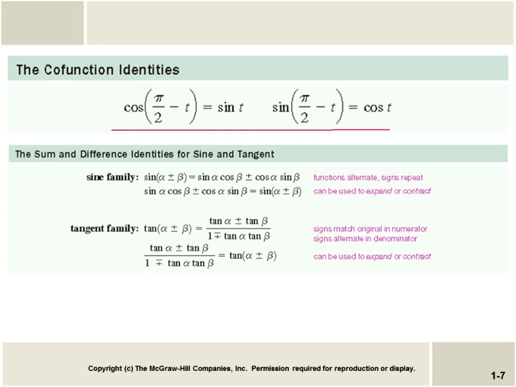But if you're asked for the tangent of alpha plus beta and you already have the sine and cosine, just put them over each other because it's the same thing.